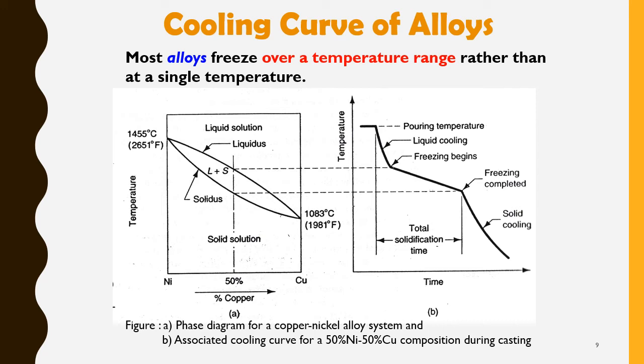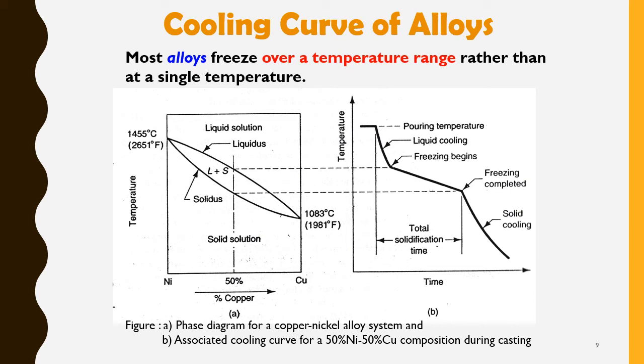This one is when you add nickel and copper together. So at 50% nickel and 50% copper, as you can see here, there is a combination of 50% copper and 50% nickel. There is some solid and some liquid occurring. Look at this temperature.